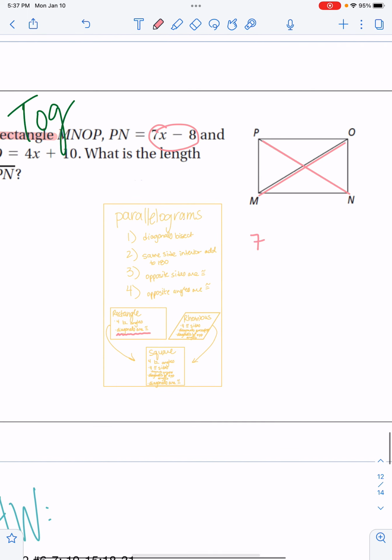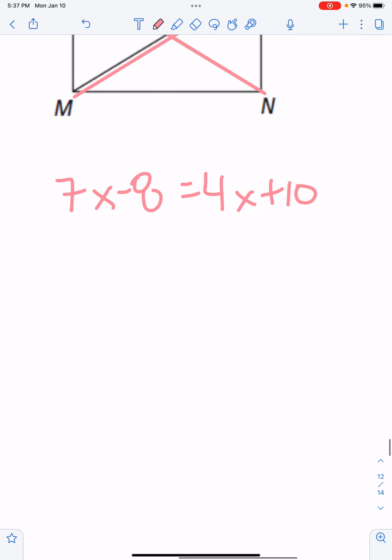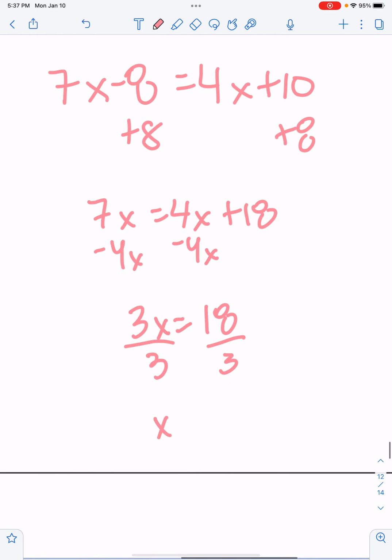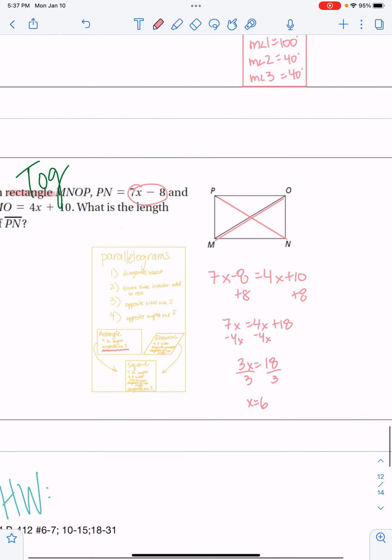I can say 7x minus 8 is the same as 4x plus 10. Do a little algebra magic to solve. 7x is 4x plus 18, minus 4x. So 3x is 18. Divide both sides by 3, and x would have to equal 6. Don't forget to plug it back in.